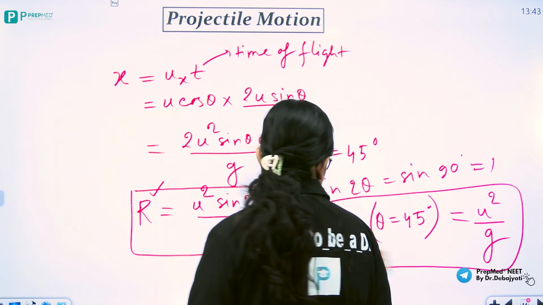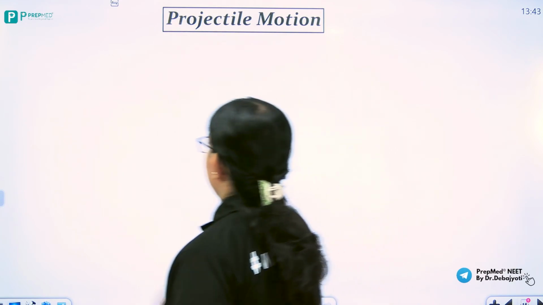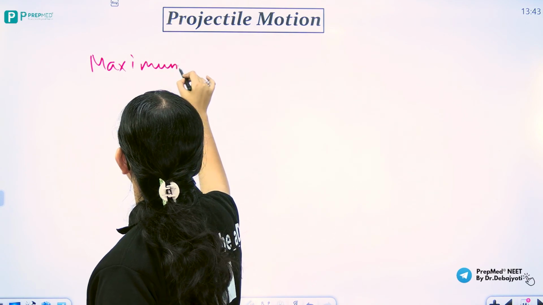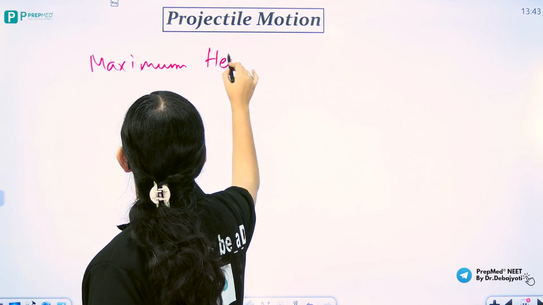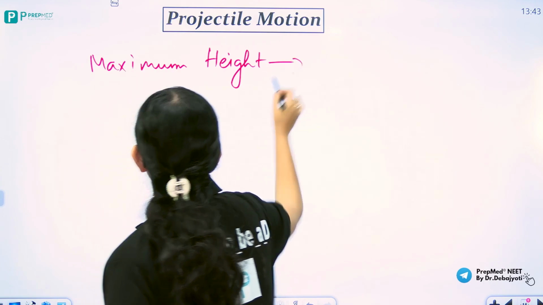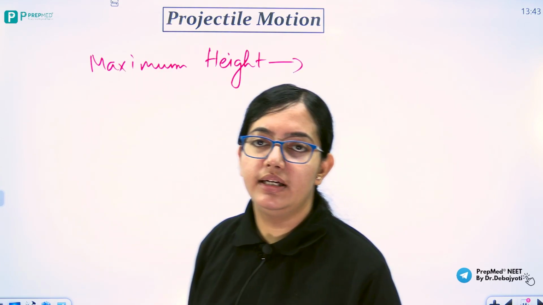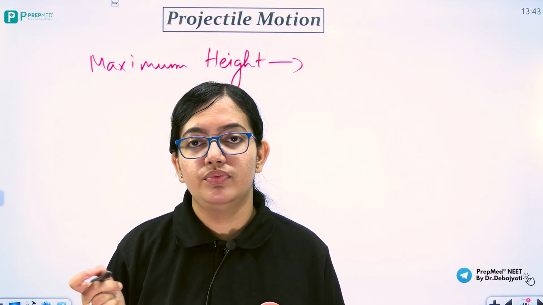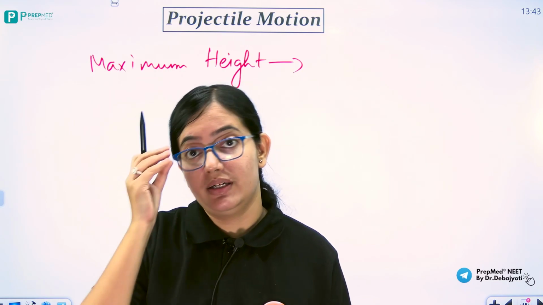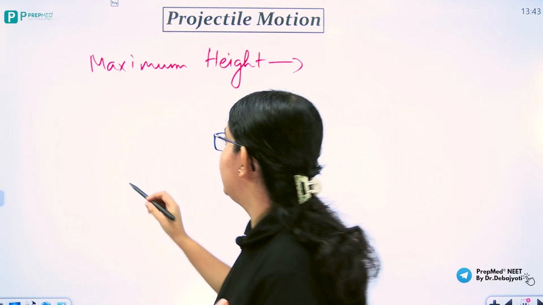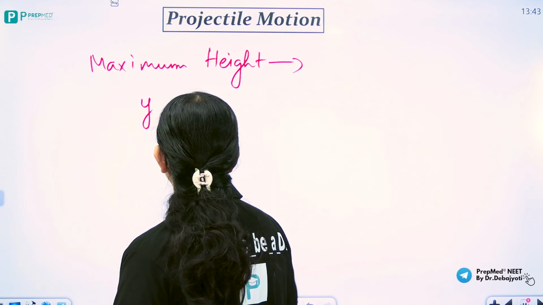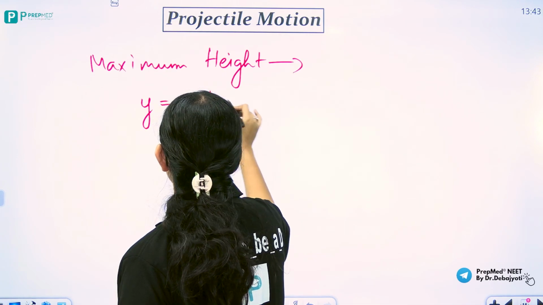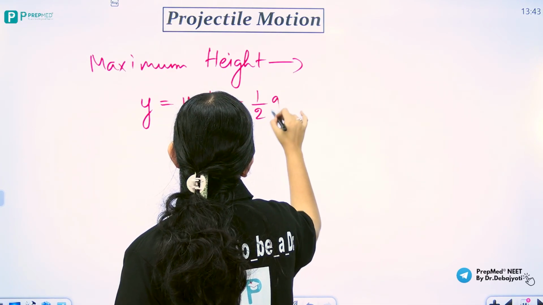And the next one is the maximum height attained. So in this case of maximum height, how can we calculate the maximum height? Then again we move to the vertical case. What is the equation of motion? In that case of y we are writing, y we can write as uy t minus half g t square.